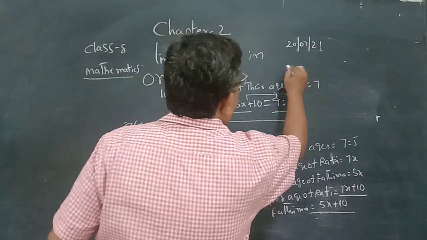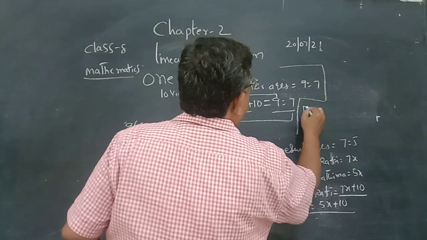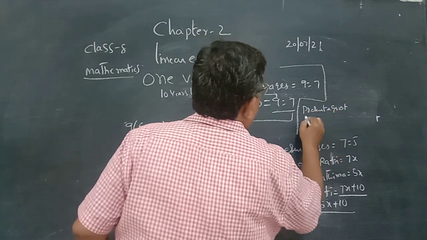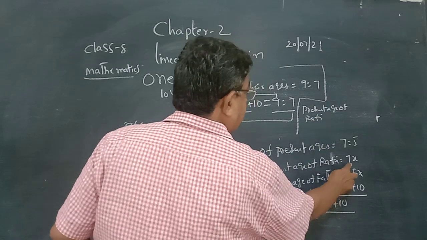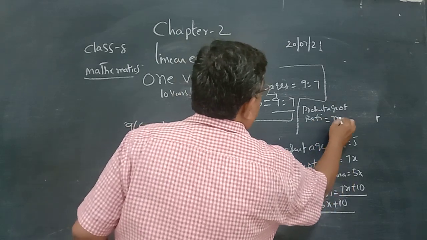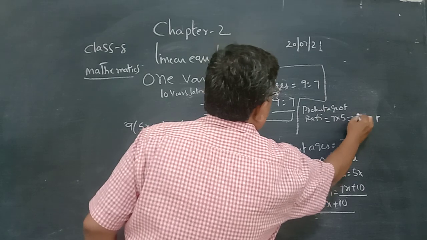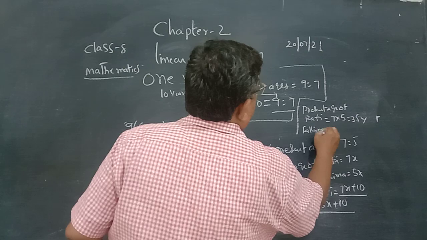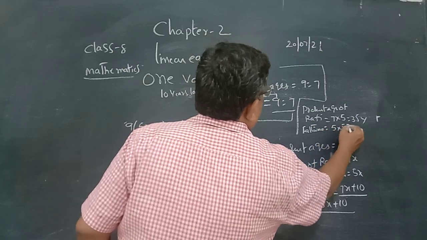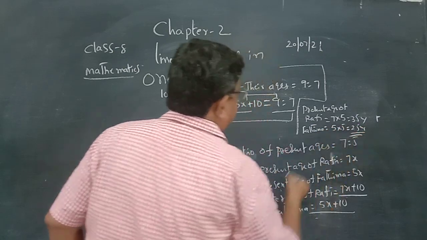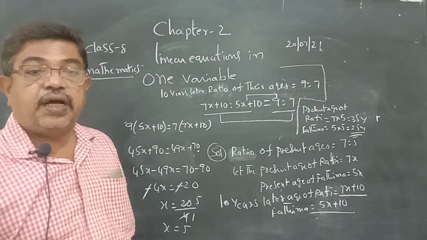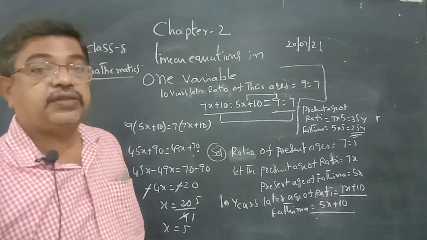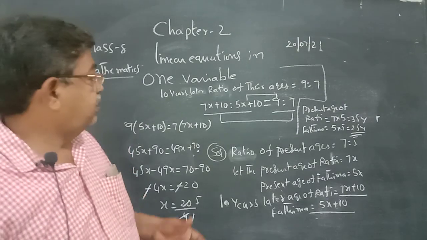Therefore, I'll write here. Age of Rafi. What is the age of Rafi? You have taken 7x and we got the value of x equal to 5. 7 into 5 equal to 35 years. Fatima is equal to 5 into 5 is equal to 25 years. So this is a problem which is the application of ratio and our linear equations. So this comes under the application.